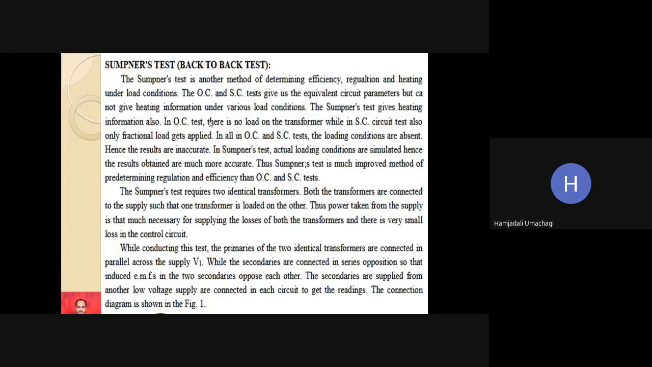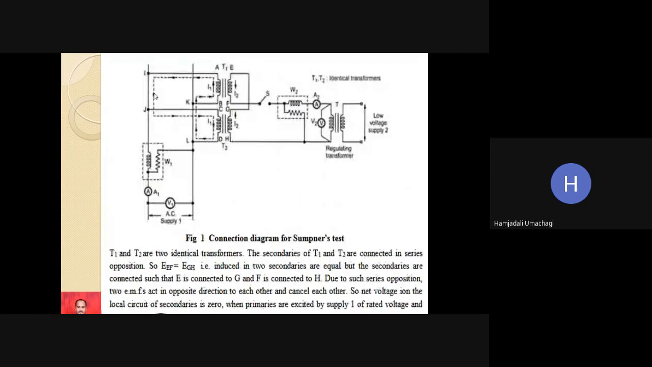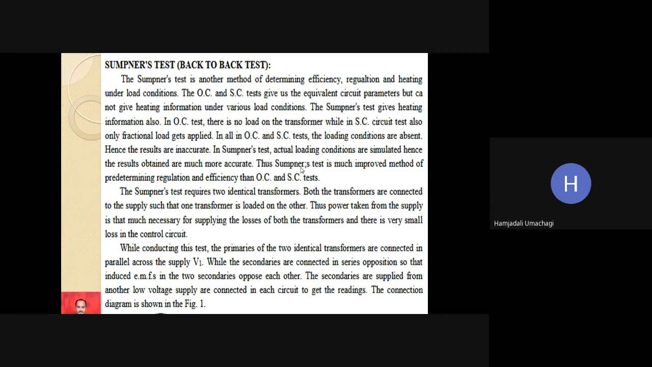Whatever power these two transformers are taking from the power supply is just sufficient to meet the losses. Meeting the losses means iron loss and copper loss, and a very small amount of power will be taken by the controlling circuits. Controlling circuits means all wattmeters and so on. Thus, power taken from the supply is that much necessary for supplying the losses of both the transformers, and there is very small loss in the control circuit.